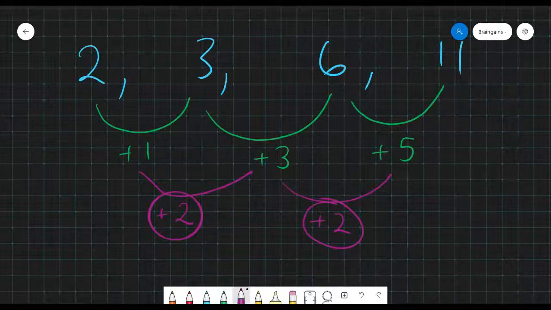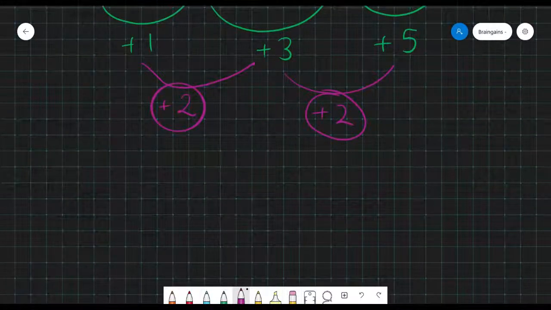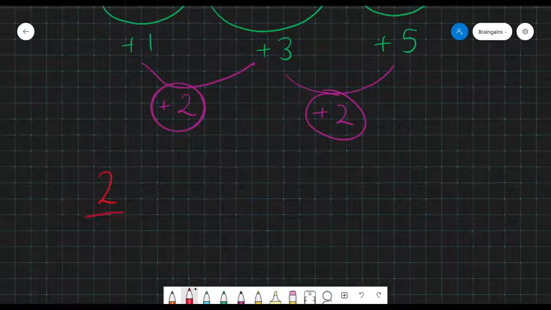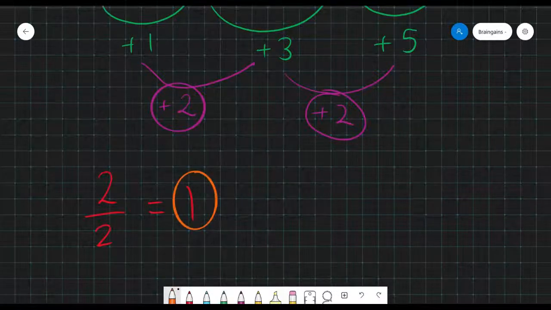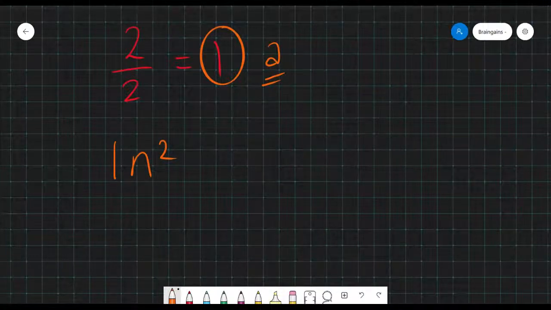Now, this number is really important for the first part of our quadratic sequence. What we have to do with this number, plus 2, is halve it. So 2 divided by 2 is just 1. Now, this is our a value. So the first part of our sequence is going to be 1n squared.